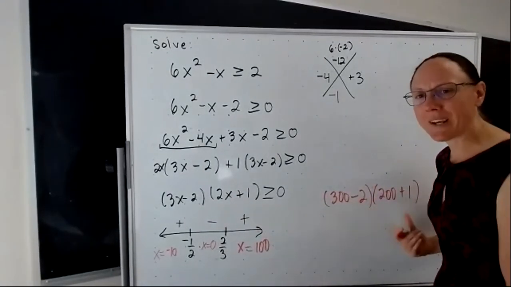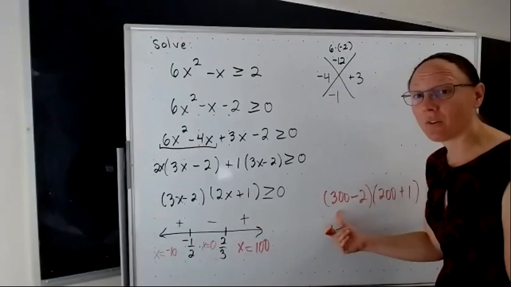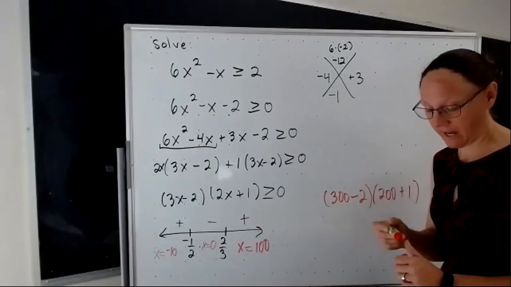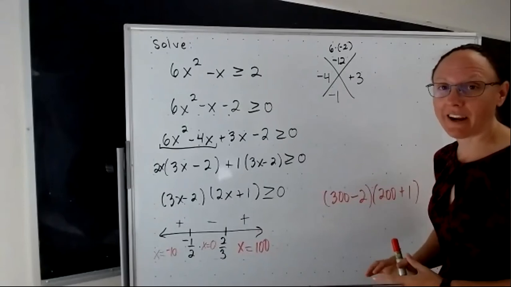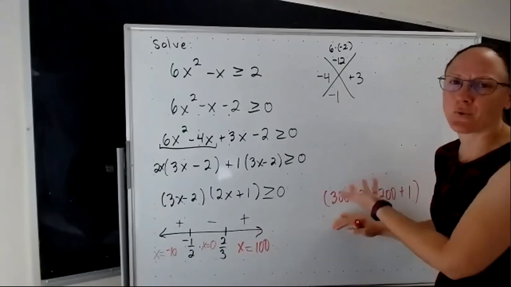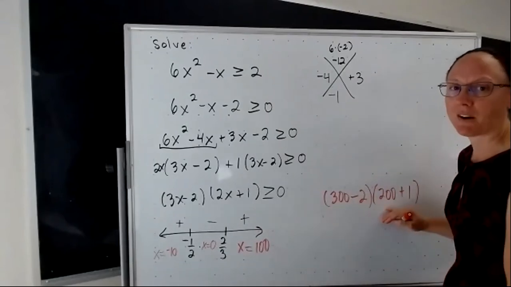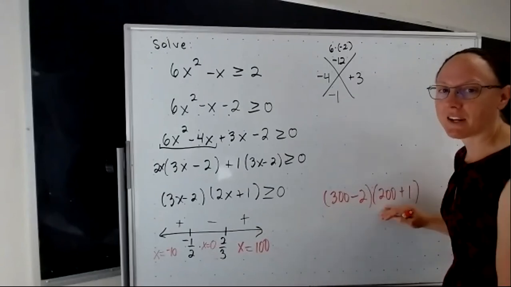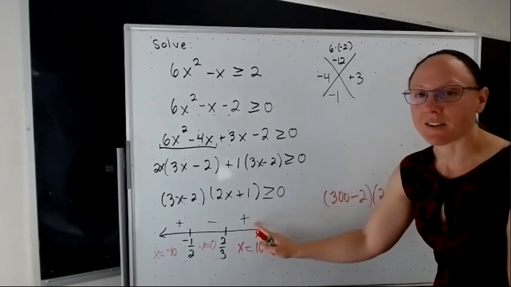I don't need to waste time on this multiplication. I don't even need to write down that that's 298. The only thing I care about is this, that's for sure positive, and that's positive. And a positive times a positive gives me a positive number.